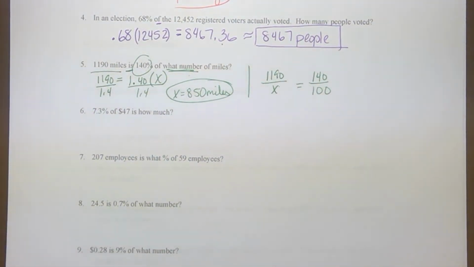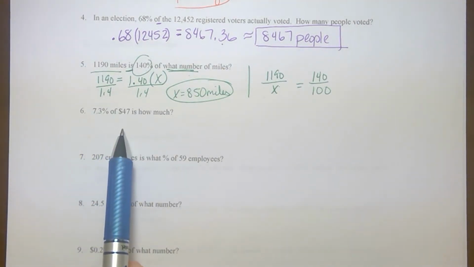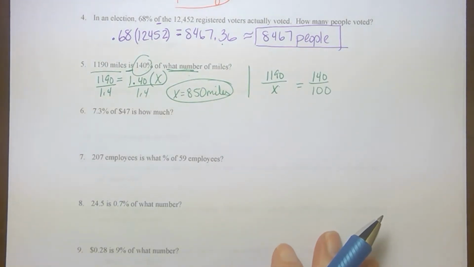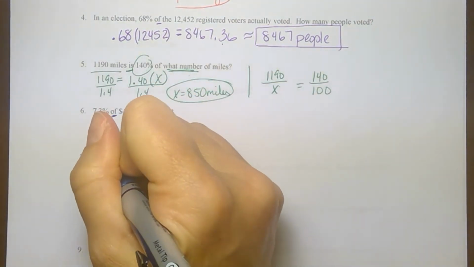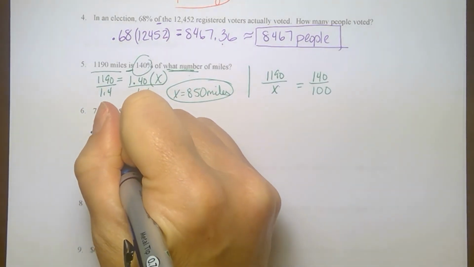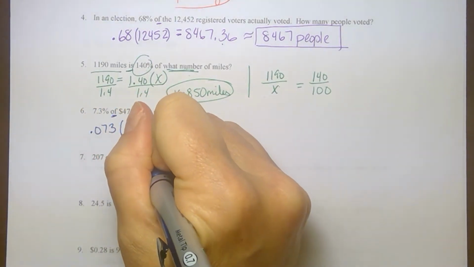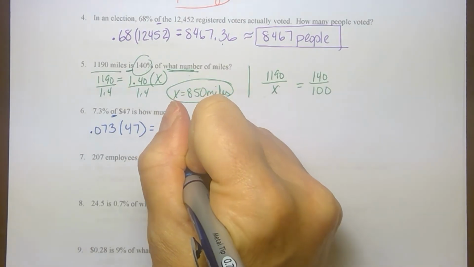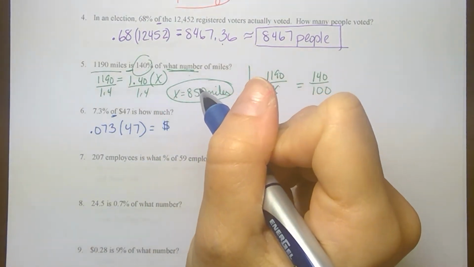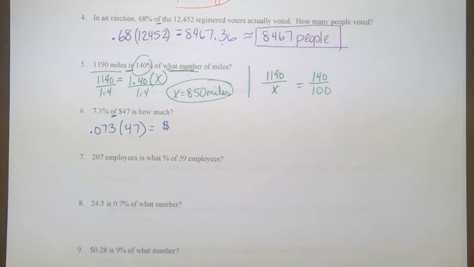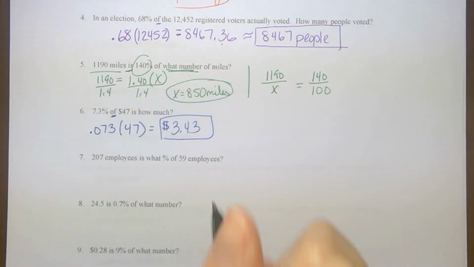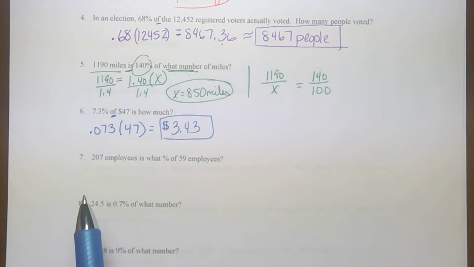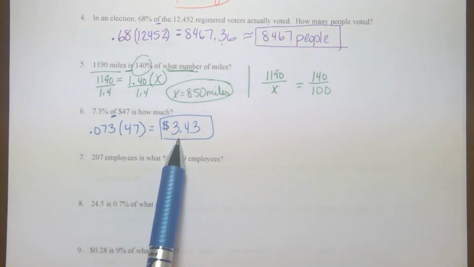Number 6. In number 6, we have 7.3% of $47 is how much? Well, I have that "of," so I'm going to use it as an equation and just multiply. I turn my percent to a decimal and I multiply it times $47. I'm using money, so I need to make sure that I round, if necessary, to the nearest penny when I plug that into my calculator. But I've showed you how to set up the problem and I've boxed my answer.